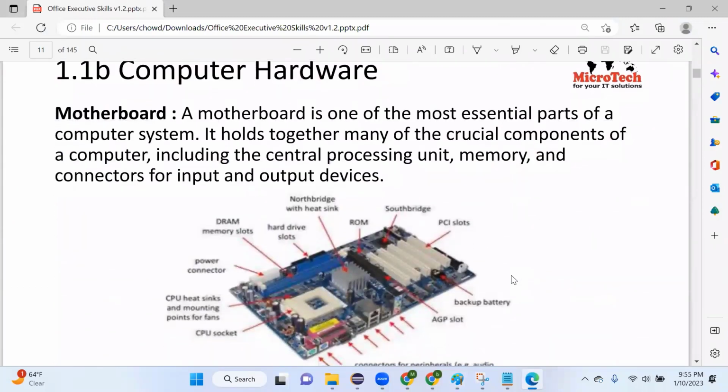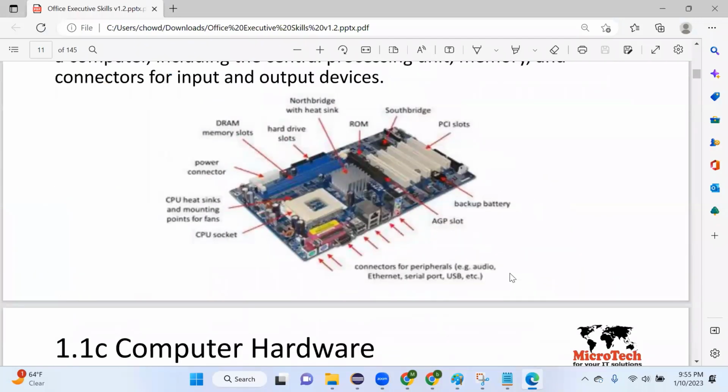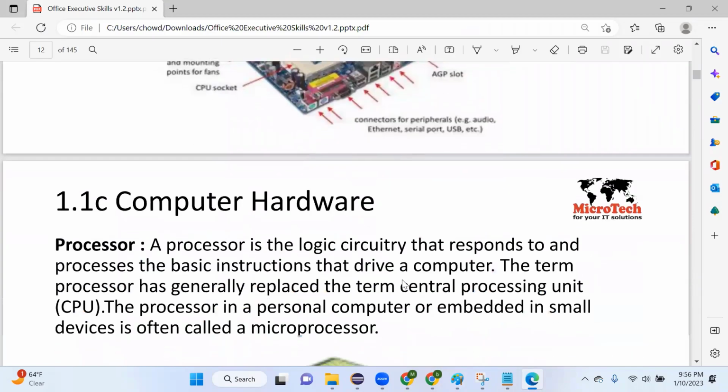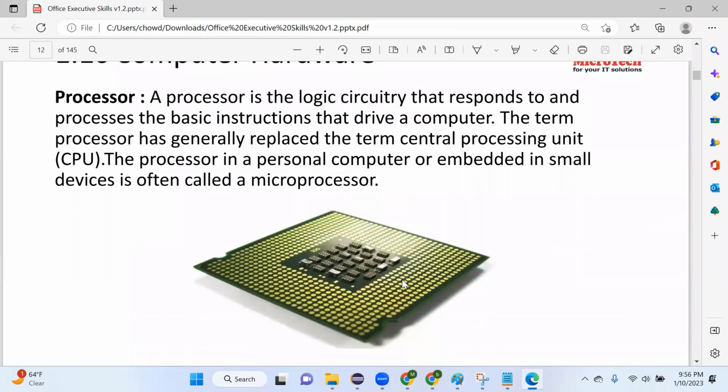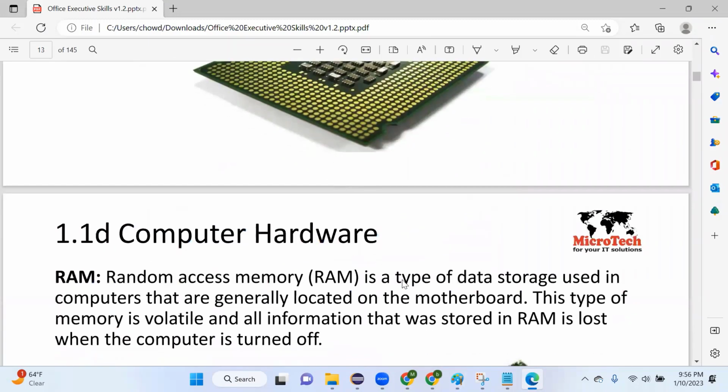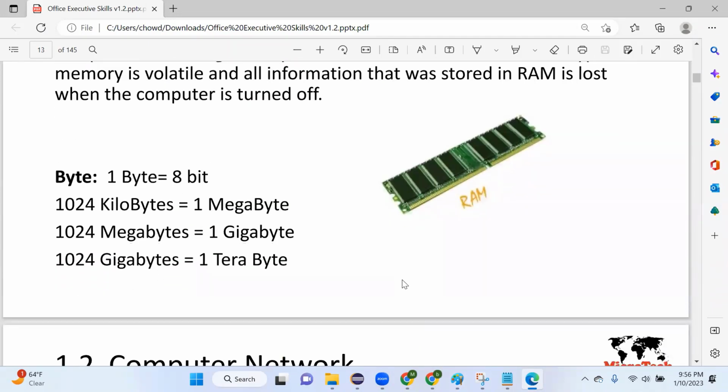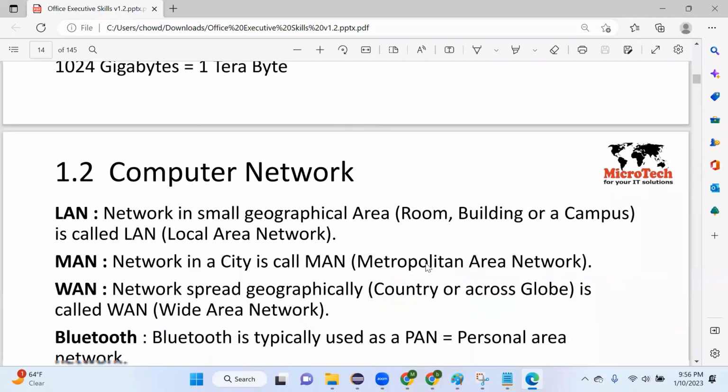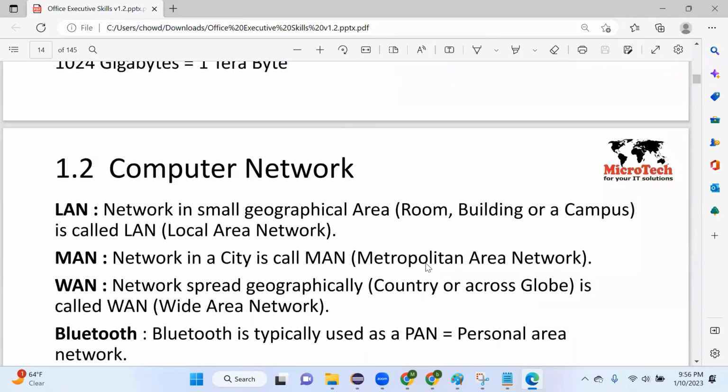And computer hardware, we covered some things, whatever is necessary. There are a lot of things. These things, ports and other things, we will cover in the next slide. And this is the processor, as I told before, and these are the calculations, and this is the RAM picture. I just completed up to 1.2. In the next class, I will start from computer network, which is slide number 14.